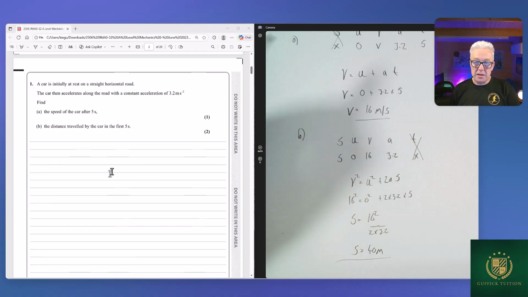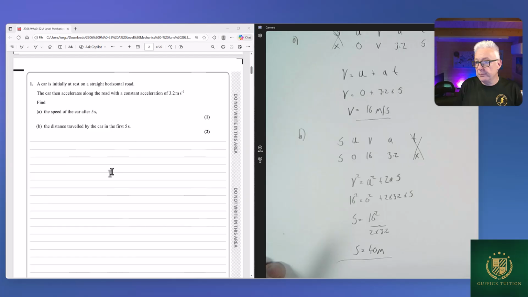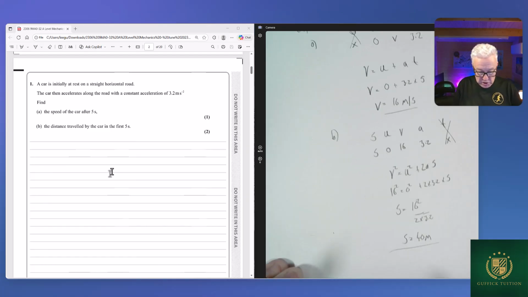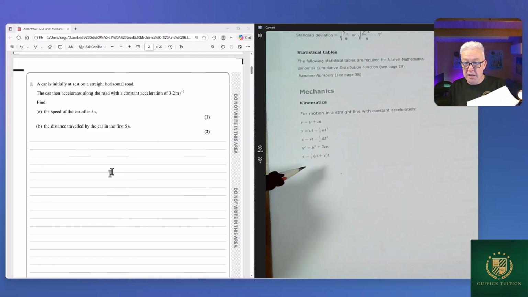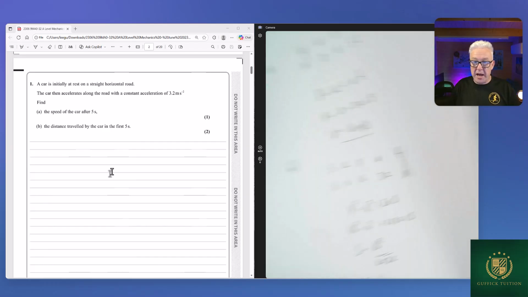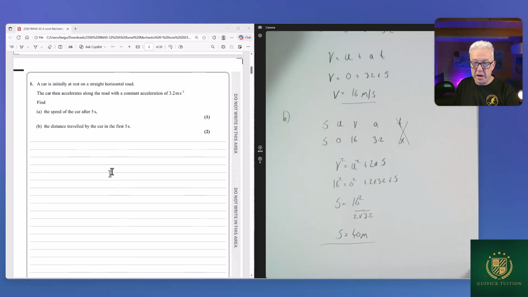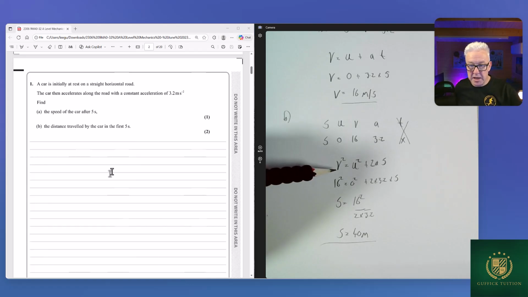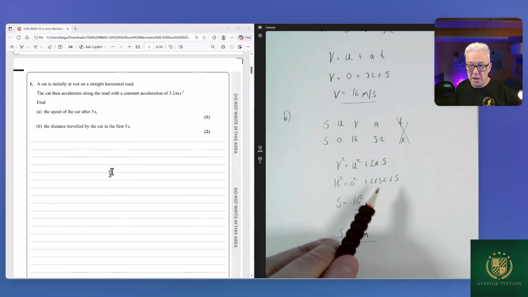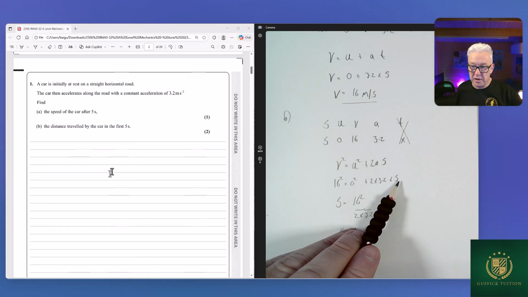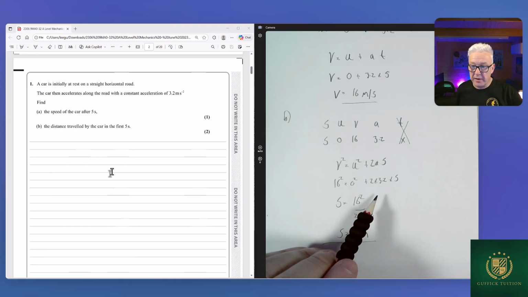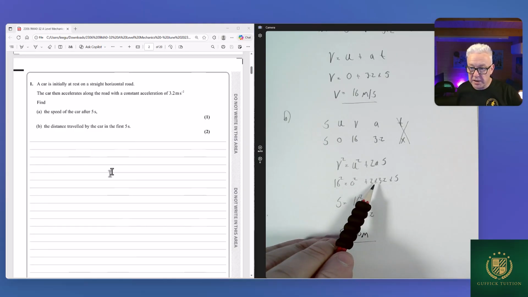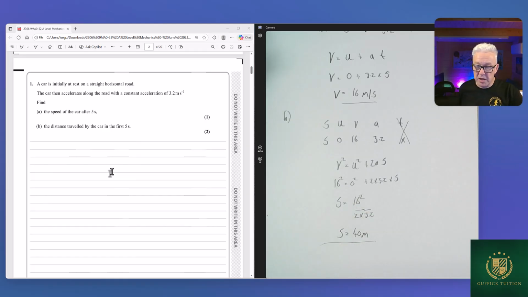So I look for the SUVAT equation that has no T in it, and I can see that it is V squared equals U squared plus 2AS. So I write that down and sub in my information. So 16 squared is 0 squared plus 2 times 3.2 times S. So therefore S is 16 squared divided by 2 times 3.2. That gives me 40 meters. So 40 meters is the distance that's travelled.